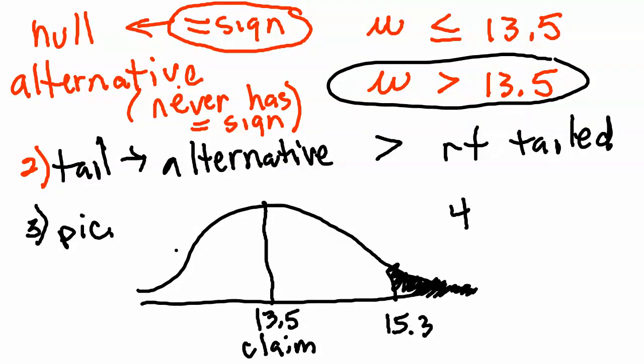Okay, step 4 is to decide what alpha is. If alpha isn't given, well, I didn't write it down, but alpha is 0.05. Again, 5% chance of being wrong, 95% chance of being right. You're pretty sure that you're right. That's your significance level.